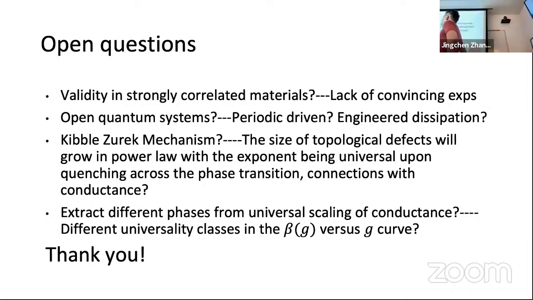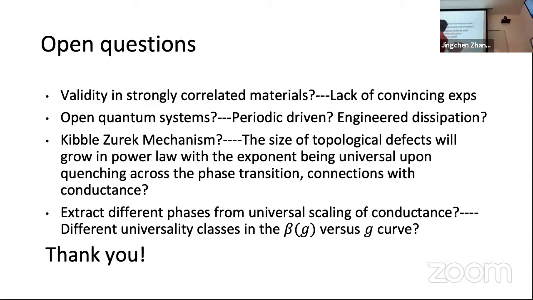And also, I find very few papers talking about conductance scaling in open quantum systems, which is something I'm mostly interested in. That is, when we add some laser driving on the sample, or engineer the dissipation, what will the conductance be? Will it still be universal or not?